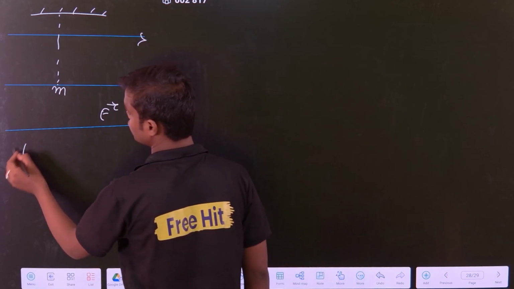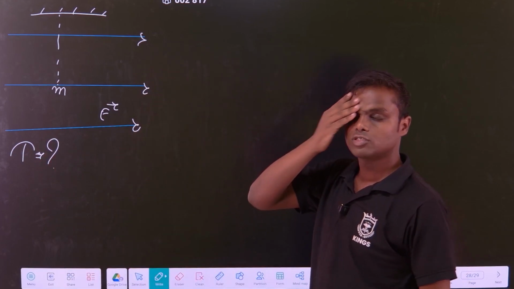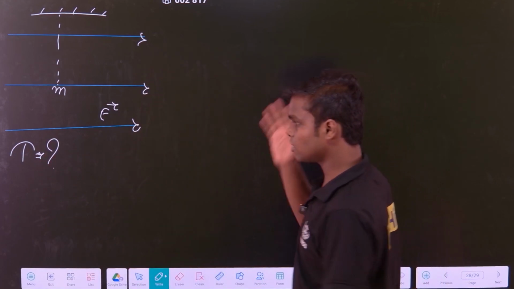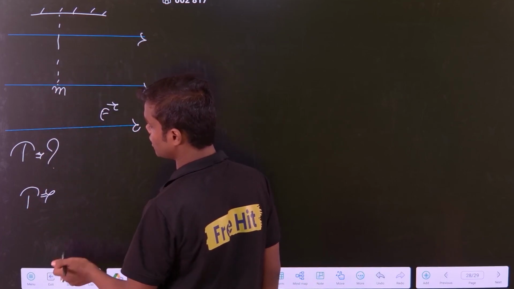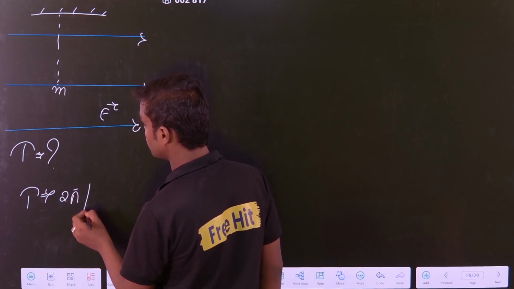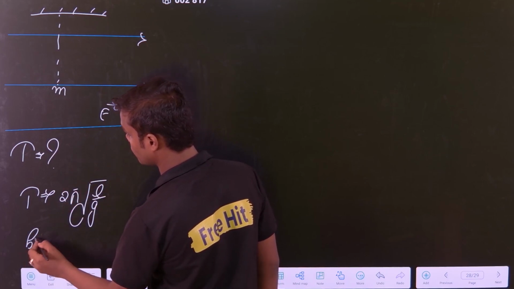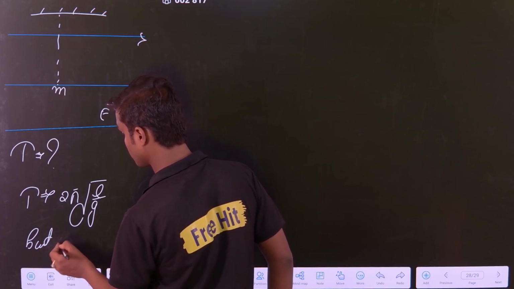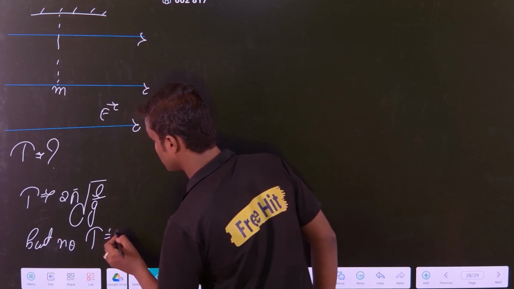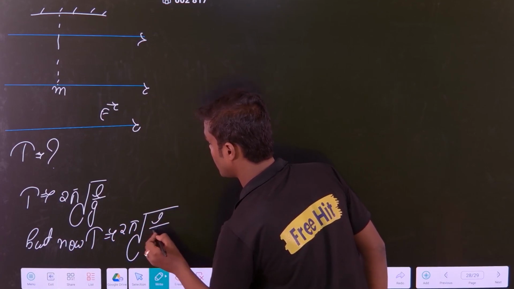Now what is my question? You have to find the time period of oscillation. What is the formula if it is not placed in the electric field? It is 2 pi root of L by g. But now what will it become? Now T is equal to 2 pi root of L by g effective.